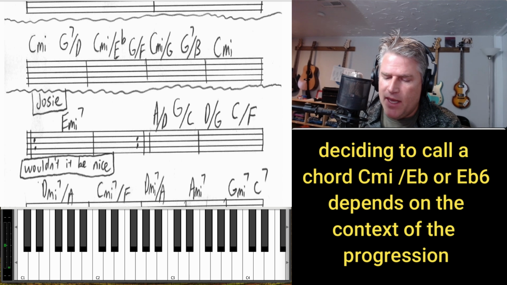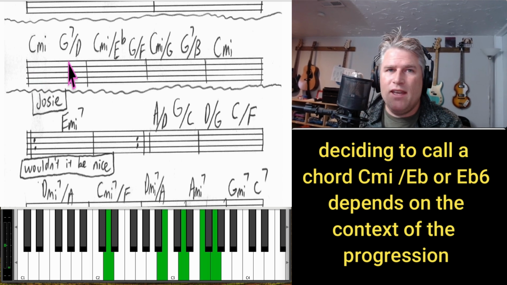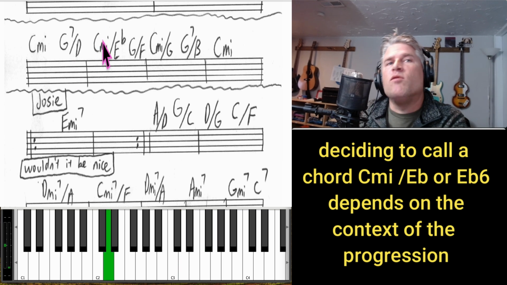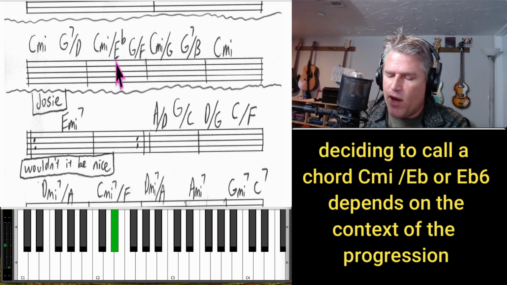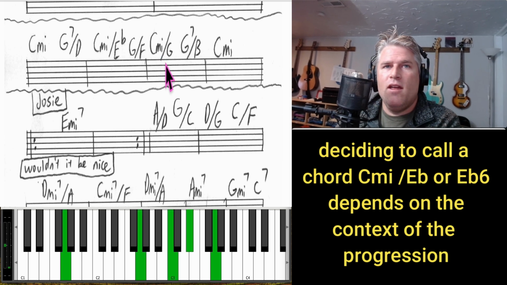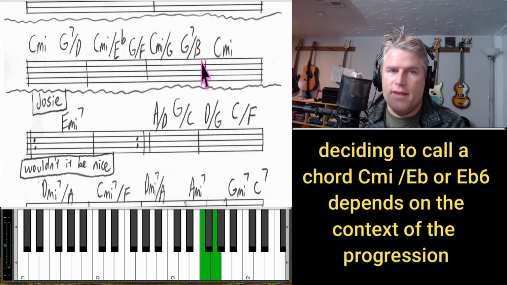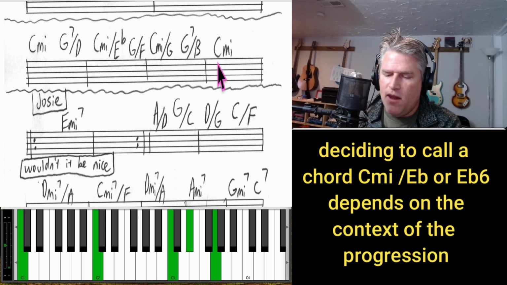But if we happened to be in C minor and we went C minor, G7 over D, now C minor over E flat, now G over F, then minor 7 in the bass, C minor over G, the perfect 5th in the bass, G7 over B, the major 3rd in the bass, C minor. One more time, let's do that.